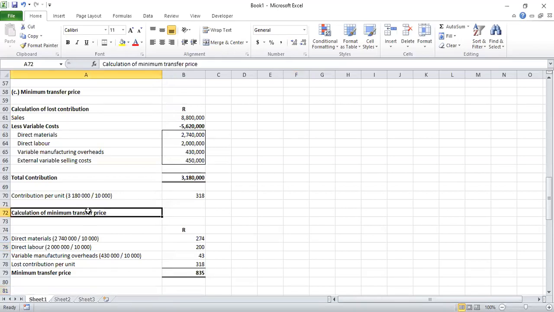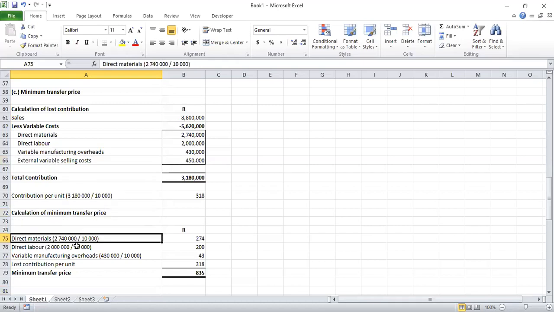And now when you calculate the minimum transfer price, we will not put the external variable selling cost, because if we transfer internally, we're not going to incur them. So all those costs that are specifically for the external market are only included for the sake of calculating the lost contribution, but they will not feature in the minimum transfer price. Any questions there?